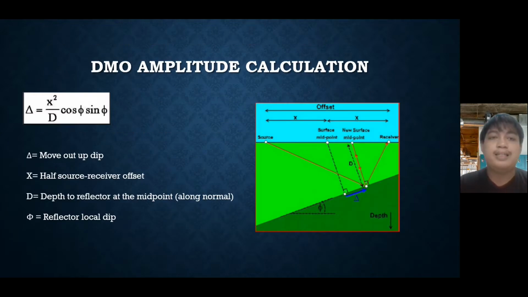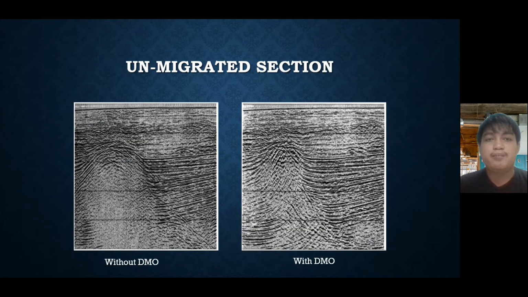Okay, and this one is the DMO amplitude calculation, where there is the move-out update, the half source-receiver offset, the depth to the reflector at the midpoint along the normal line, and the last one is the reflector local dip for the calculation part. And this one is the example of the unmigrated section without DMO and with DMO, where we can see a more clear figure of the DMO migration part, and we can interpret and analyze the seismic section much more clearly than the one without DMO.